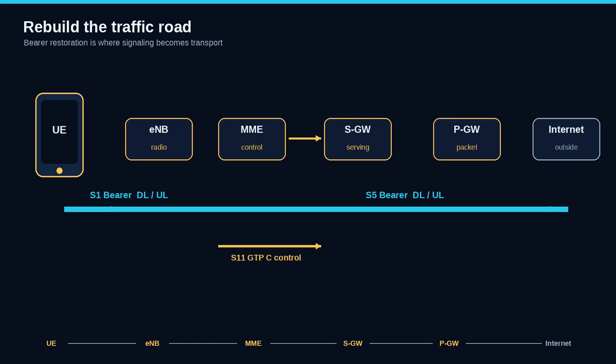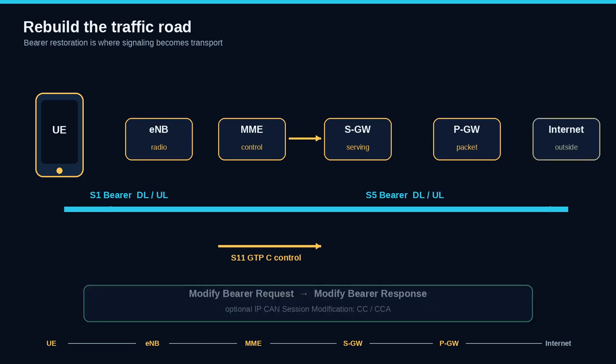It also shows a modify bearer request and modify bearer response. These messages let the serving gateway update or complete the user plane details now that the radio side endpoint is available again. Where indicated, the packet core may also perform IP CAN session modification, with the source showing the optional CC and CCA exchange. The exact names matter because they mark different responsibilities, but the causal story is the key.